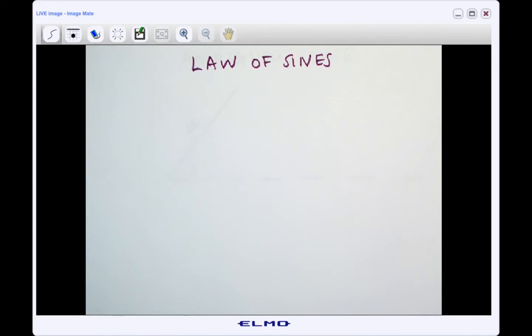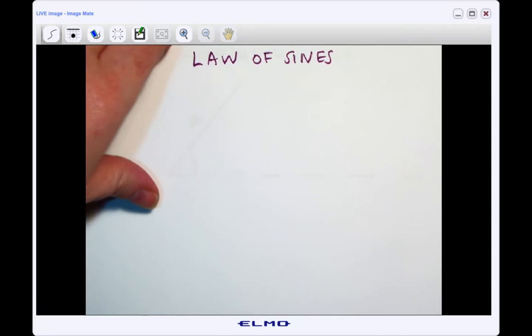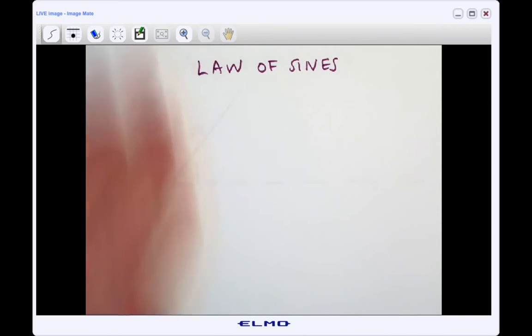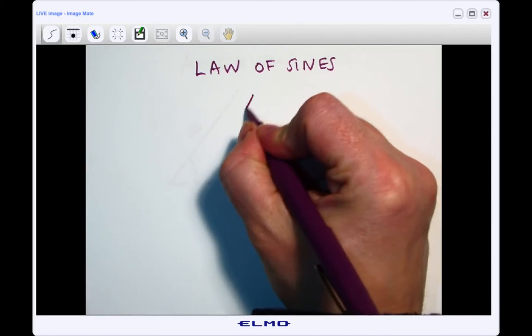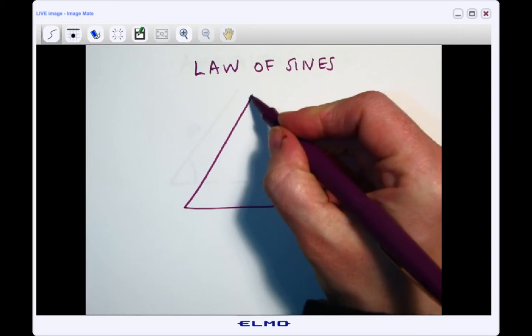Okay, so today we're going to talk about the law of sines. People find this one a little bit easier, I think, than some of the others. But we're going to start by looking at where it comes from. I'm just going to draw some generic triangle.